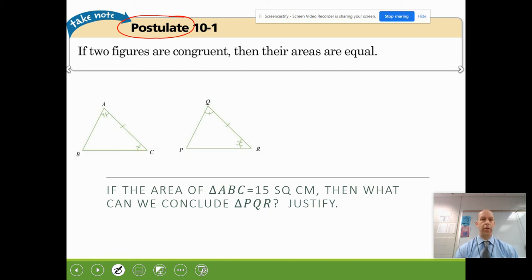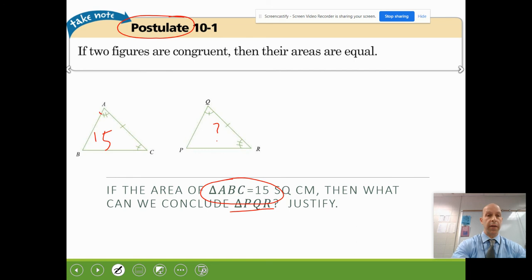So if we consider these two triangles here, triangle ABC and triangle QPR, first of all, we're told that triangle ABC has an area of 15 square centimeters, and so the question is, what can we conclude about this triangle over here? We know this one's 15.